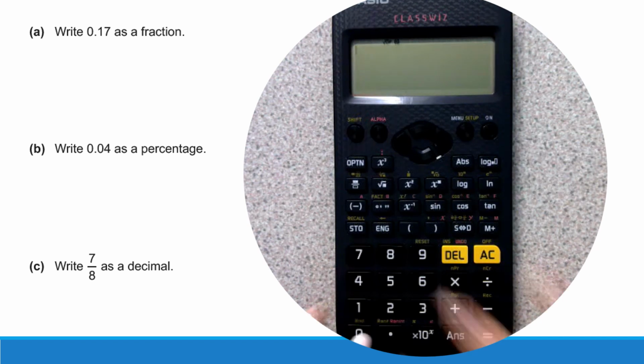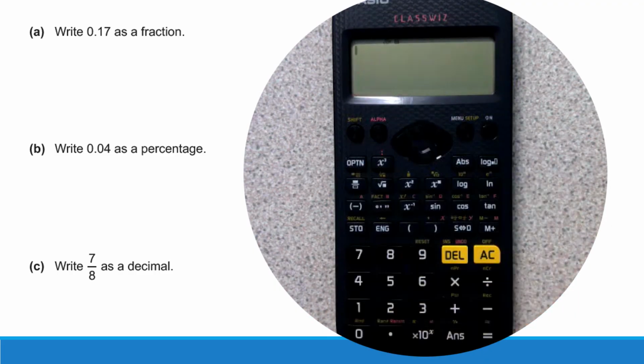So if I type into my calculator 0.17 and press my equals button, it comes up as a fraction for me straight away. If the question asks me to simplify the fraction or give your answer in its simplest form, your calculator will do that for you automatically. So if I pick something like 0.24, for example, and I press my equals button, it has simplified it for me. So you don't need to stress and worry about converting it to a fraction and then being able to simplify it. Your calculator will do that for you.